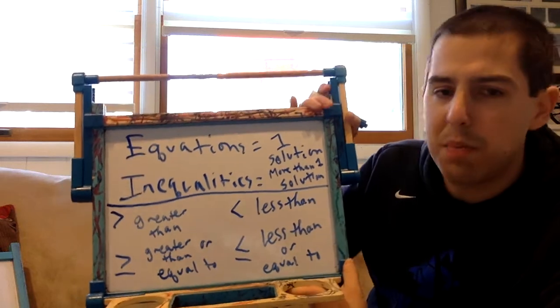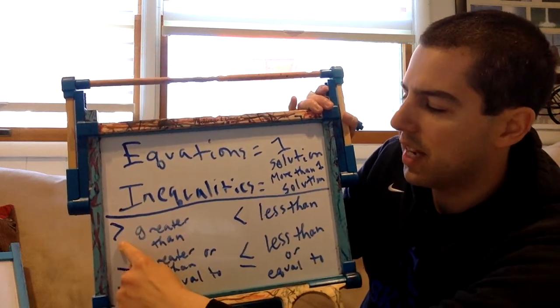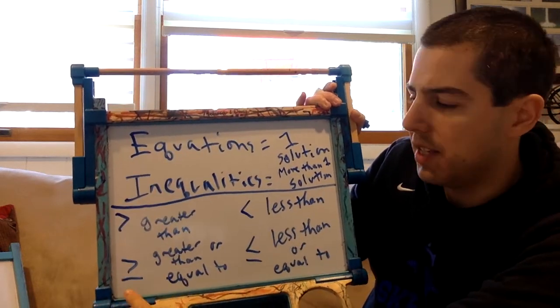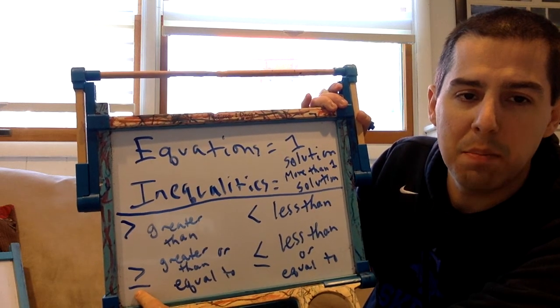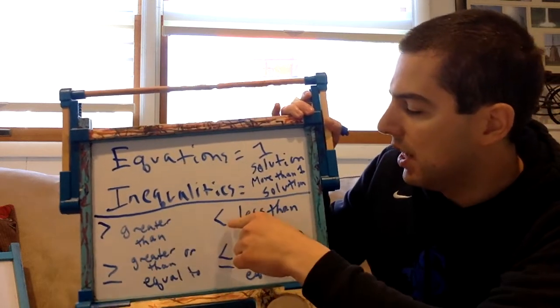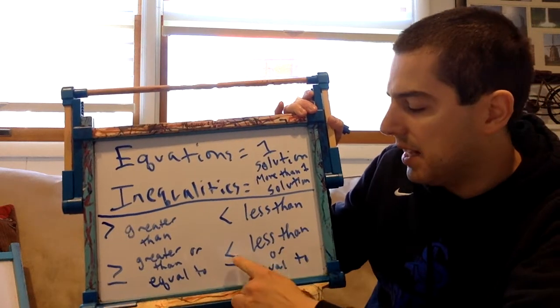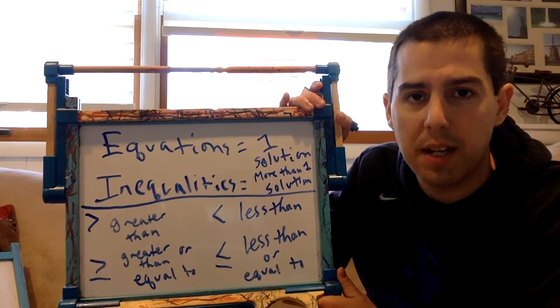Some of these symbols may be familiar to you. This is a greater than sign. This is a greater than or equal to sign. Notice the little bar at the bottom means that it could also be equal to. This is a less than sign, and this is a less than or equal to sign.